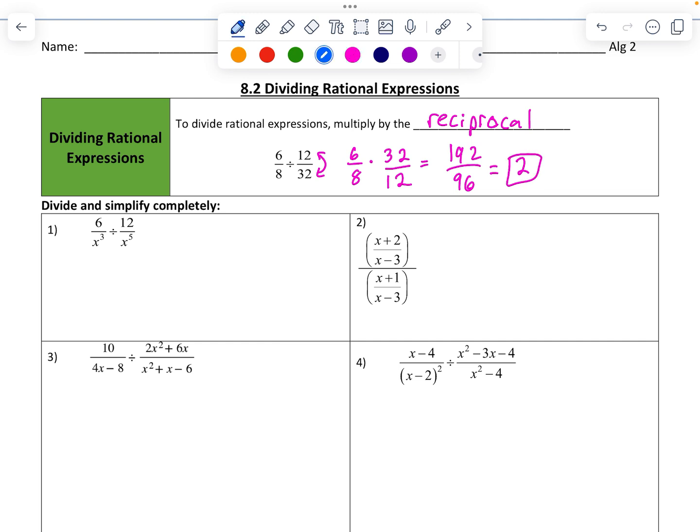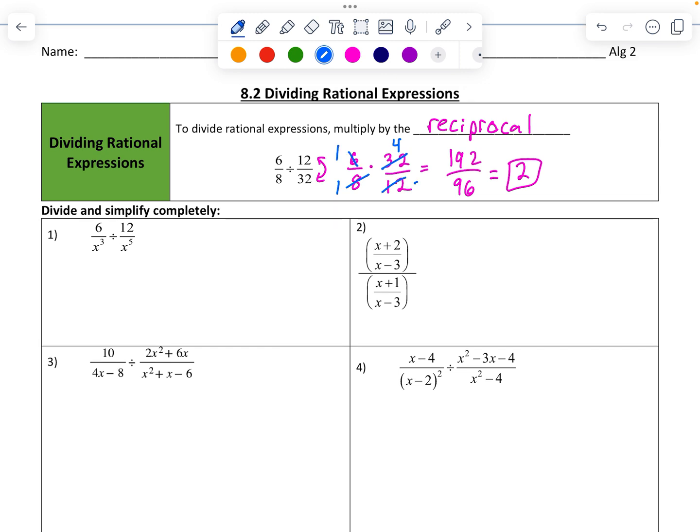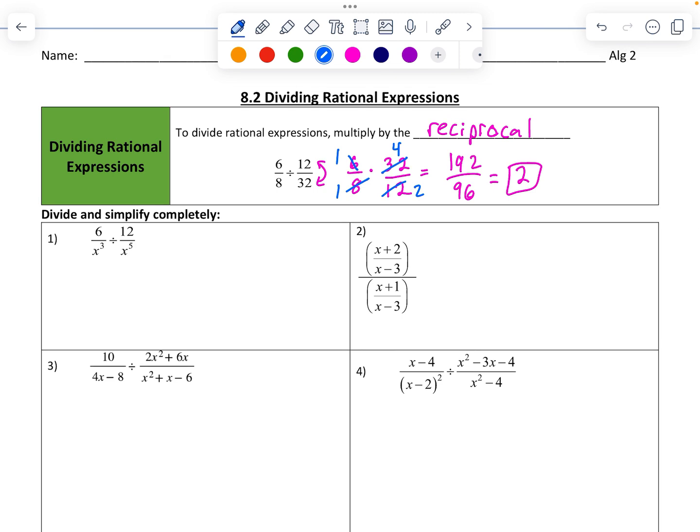If you had done cross simplifying instead, you could have found like numbers that the diagonals simplify by. So like 32 and 8, that turns into a 1, that turns into a 4 if you divide them both by 8. 6 and 12 both can be divided by 6, turns into a 1, turns into a 2. And then we're left with a 4 over a 2, and 4 divided by 2 gives me 2. So that's another way you can approach it.